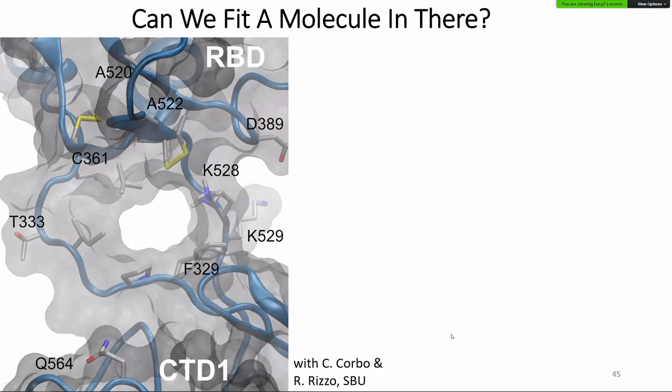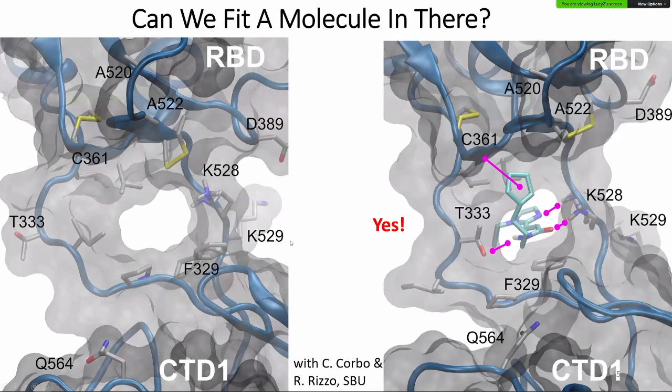So we ran some docking simulations with our collaborators, Dr. Rizzo and Chris Corbo, over from the AMS department. And they docked something like 25,000 drug-like molecules into this pocket. And we found a couple of leads, right? We found a couple of molecules that fit inside of this space. And they had the kind of chemistry that we were looking for, right?